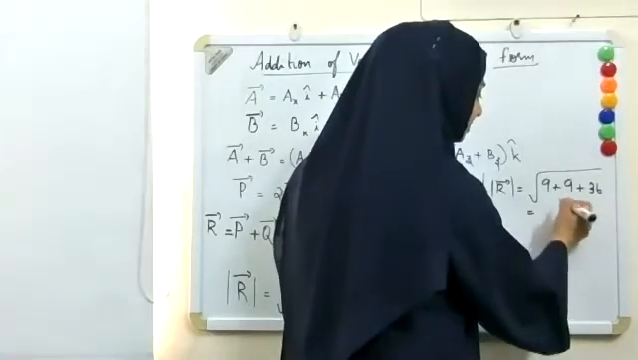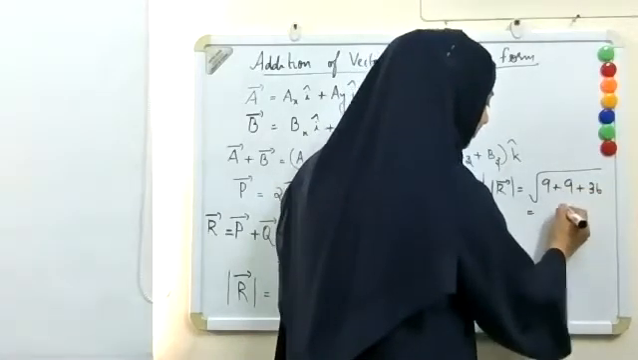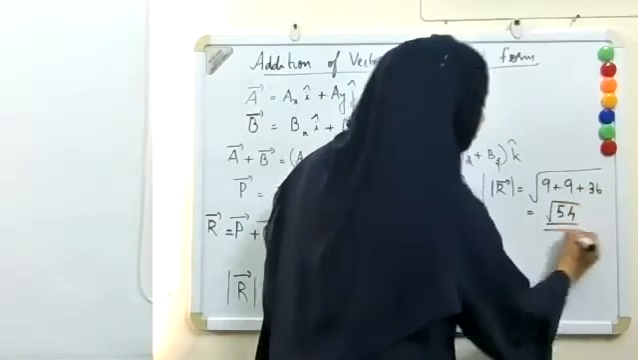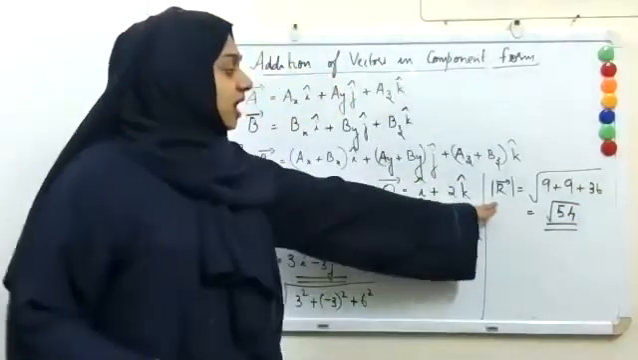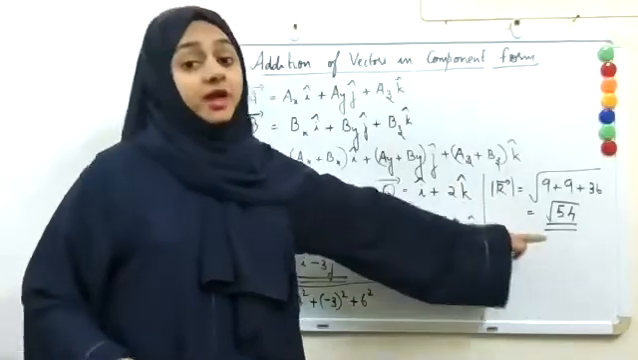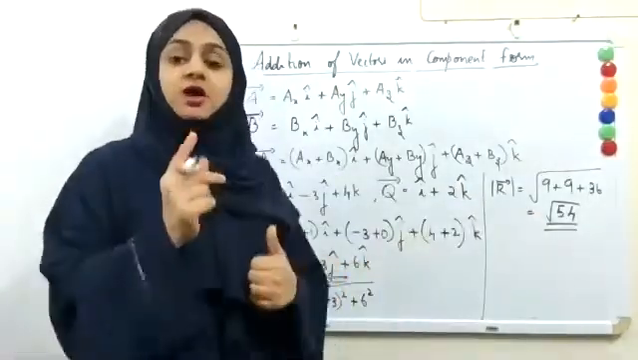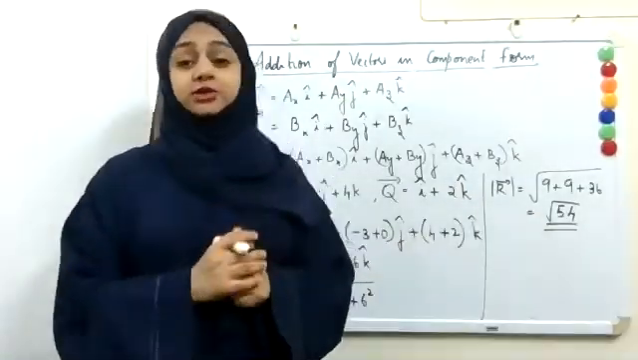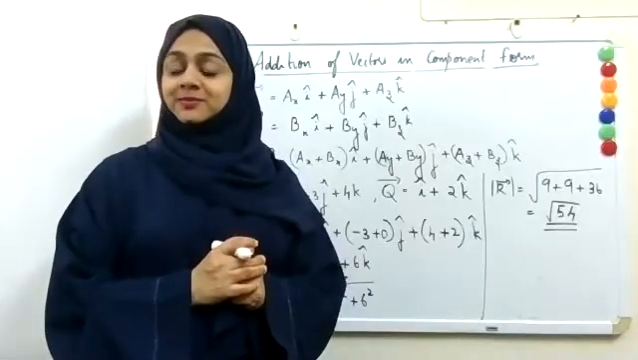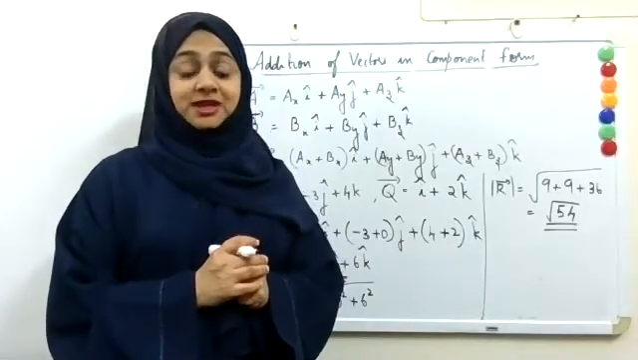14 for one balance. So 5, 54. So root over 54. Now this is how we will represent the magnitude of the resultant. How can you represent the direction of the resultant? How can you represent the direction?